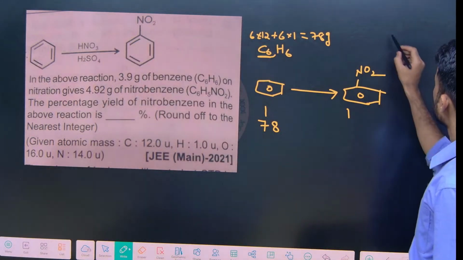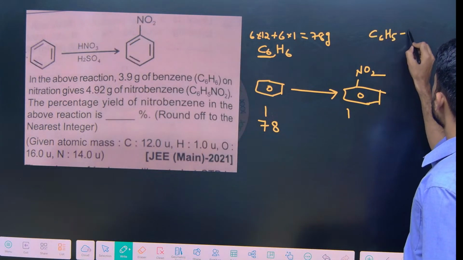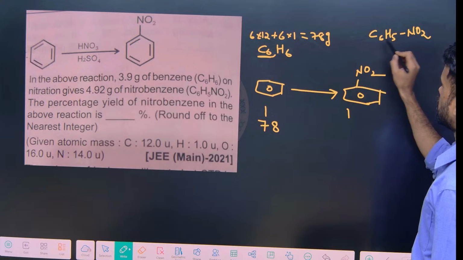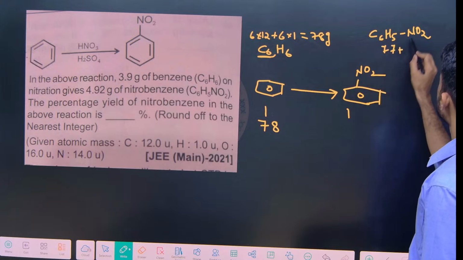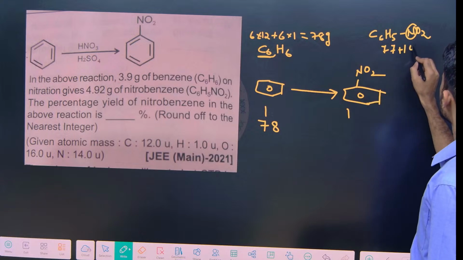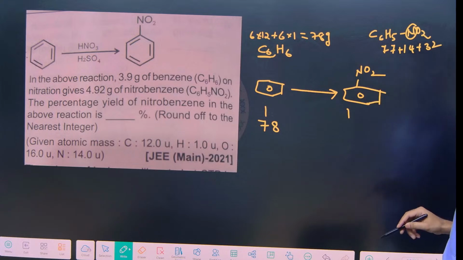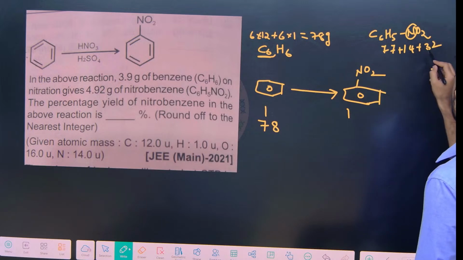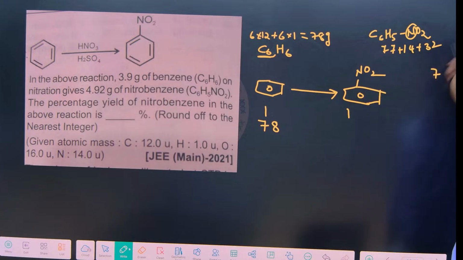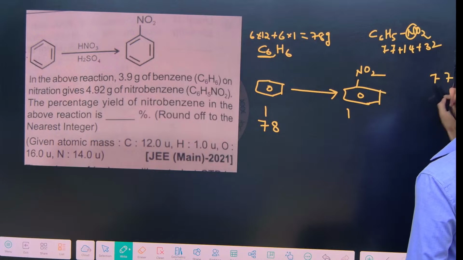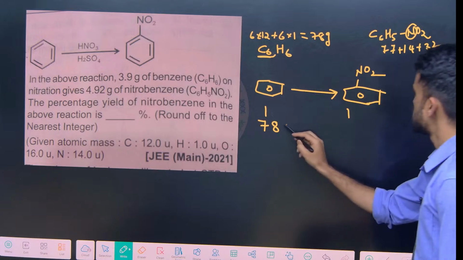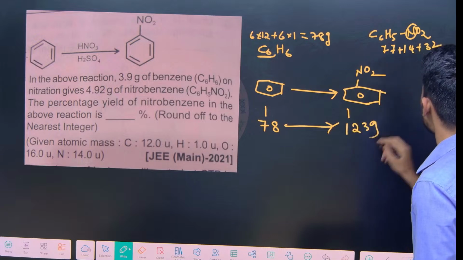Now similarly, what is the molar mass of nitrobenzene? It's again simple. C6H5NO2, this is nitrobenzene. So 6 means 72 plus 5, that is 77 here, plus nitrogen 14 plus oxygen 32. So 77, 14 plus 32, how much is it? It is 123 grams. So 78 grams is giving 123 grams of product.